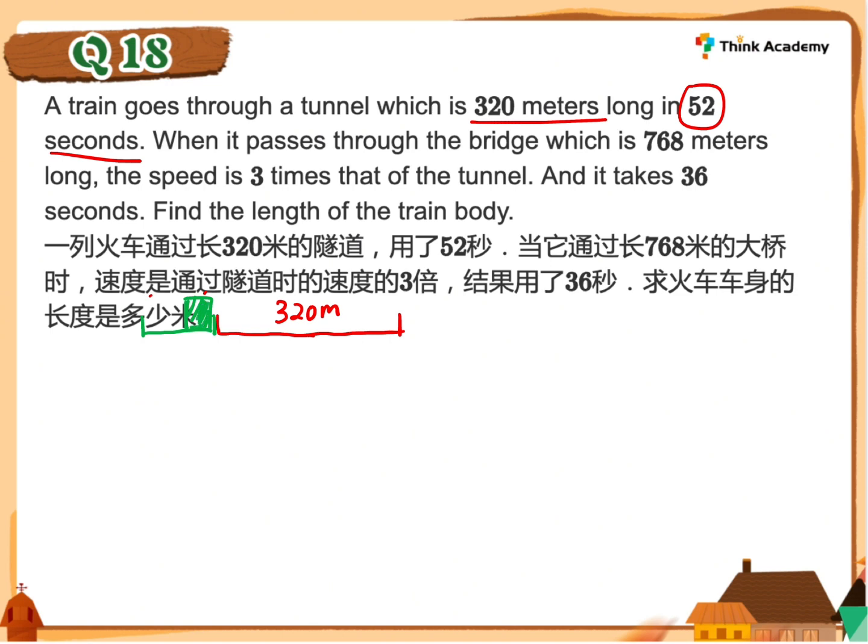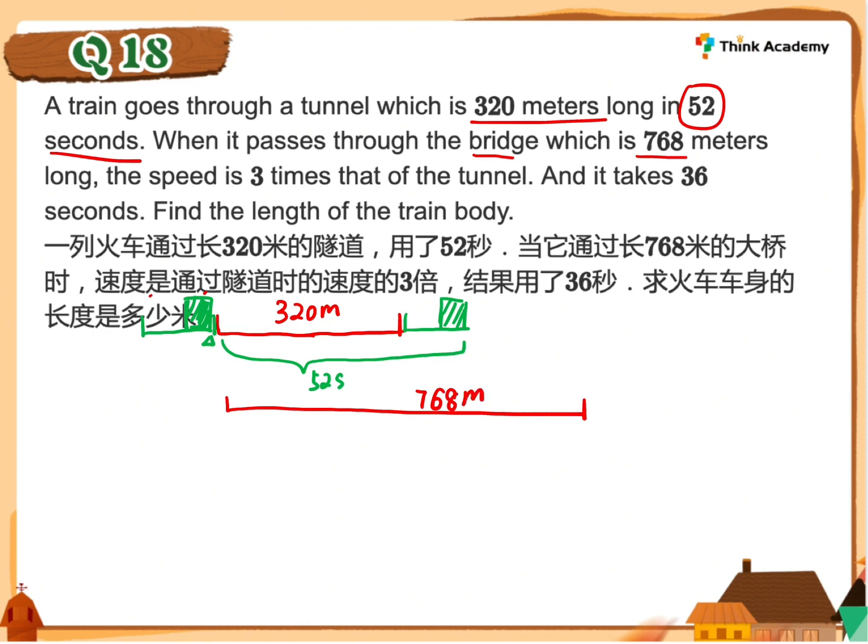Itself. So what means you passes the tunnel? It means the head touch the tunnel, the journey begins, right? And then pass until the tail of this train just to over the tunnel, then the process ends. Okay, this is the distance that the train traveled. Okay, and this journey you take around 52 seconds. And then continue. When it passes through the bridge, which is 768 meters long. Okay, this is 708.